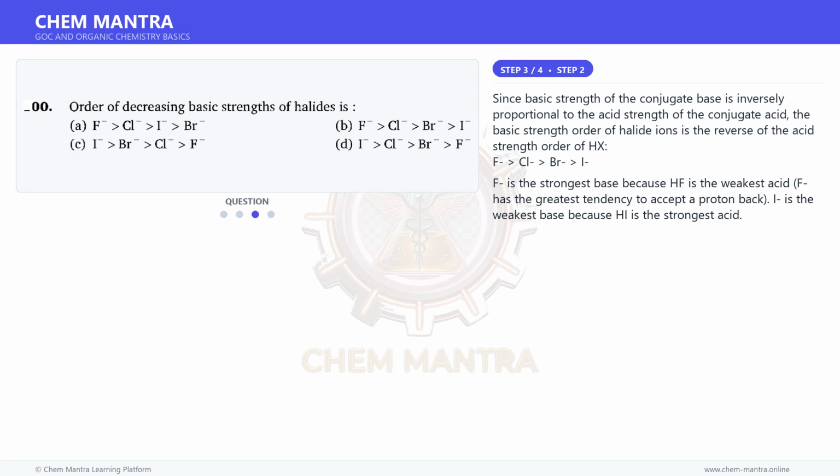Since the basic strength of the conjugate base is inversely proportional to the acid strength of the conjugate acid, the basic strength order of halide ions is the reverse of the acid strength order of HX. F⁻ > Cl⁻ > Br⁻ > I⁻. F⁻ is the strongest base because HF is the weakest acid. F⁻ has the greatest tendency to accept a proton back. I⁻ is the weakest base because HI is the strongest acid.